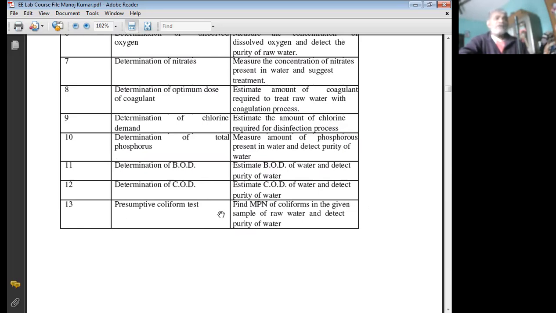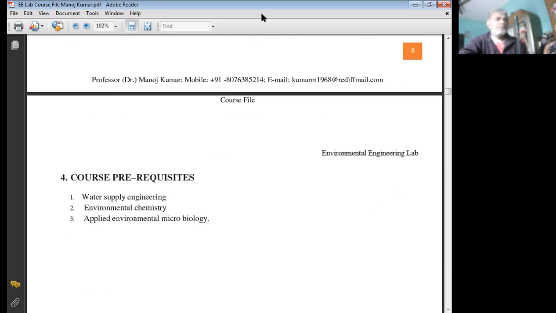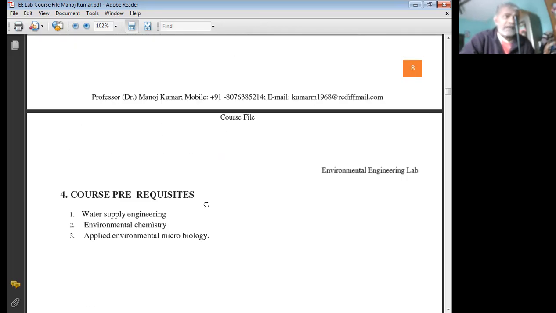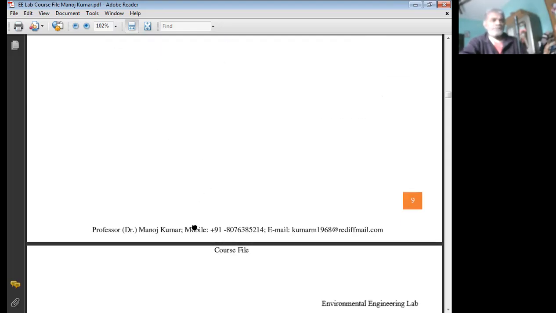Presumptive coliform test. Find the MPN of the coliforms in the given sample of the raw water and detect the purity of the water. Course file prerequisites are there for the environmental engineering lab. Water supply engineering must be there. Environmental chemistry, applied environmental microbiology. Three course prerequisites are there for the environmental engineering.